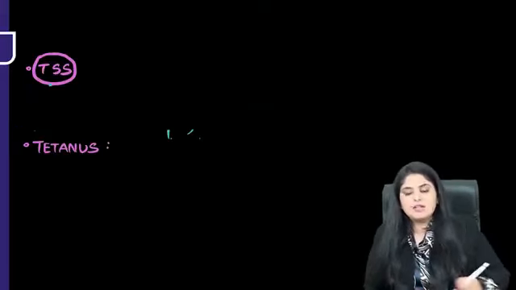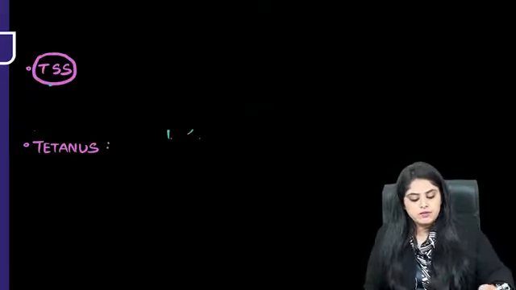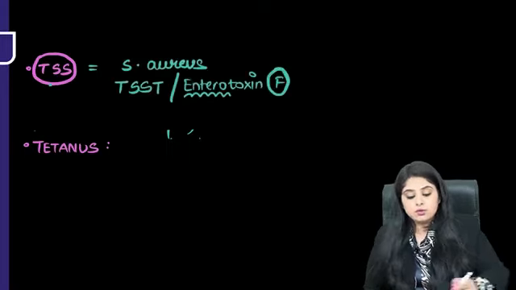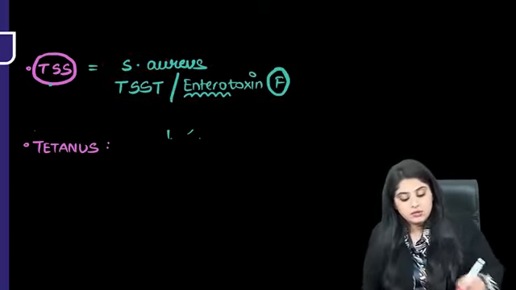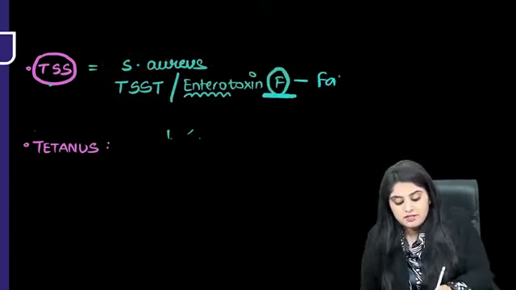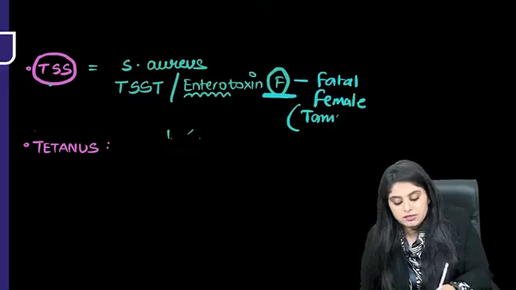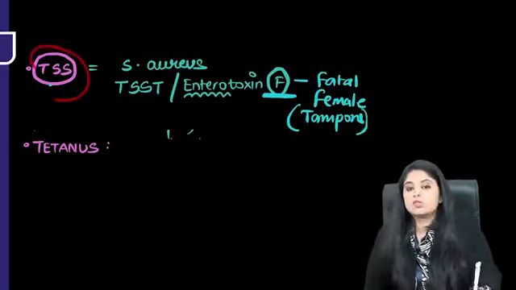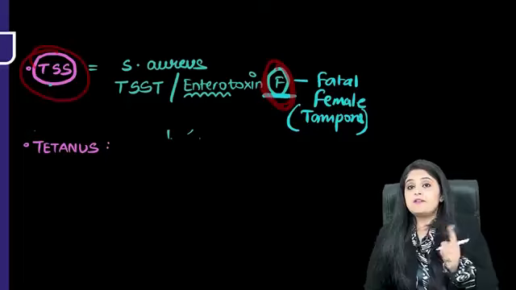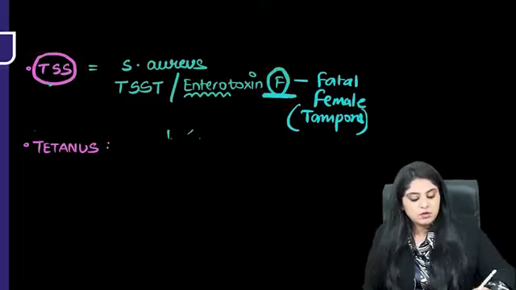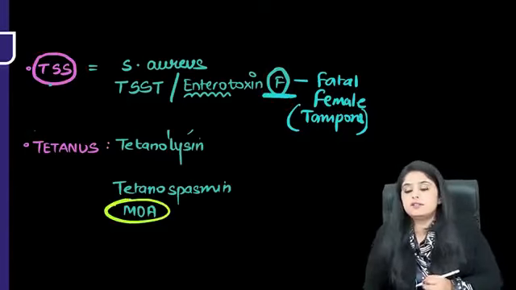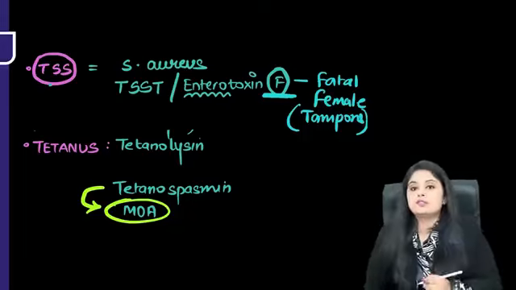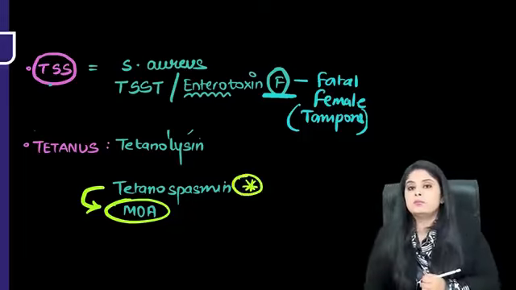Two more toxins which you've read earlier. Have you read where is toxic shock syndrome? Where have you read Staphylococcus, ma'am? Staphylococcus aureus causes toxic shock syndrome. What is the other name for the toxic shock syndrome toxin? Enterotoxin kaun sa wala? F. F will remind you of fatal disease in female. Why in female? Because toxic shock syndrome is associated with tampons. So remember, toxic shock syndrome is caused by enterotoxin F, fatal female disease. Finally, what are the toxins of tetanus? Tetanus has tetanolysin, tetanospasmin. They ask you which of them causes tetanus. It is tetanospasmin that causes tetanus. This is the one toxin that is important, right?